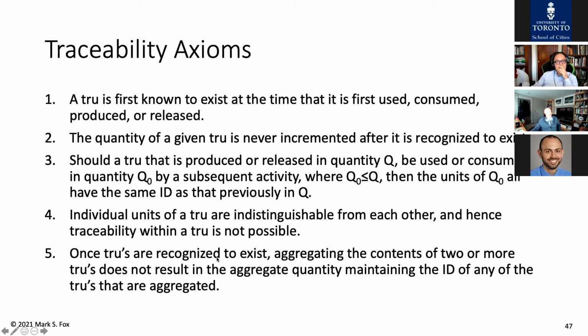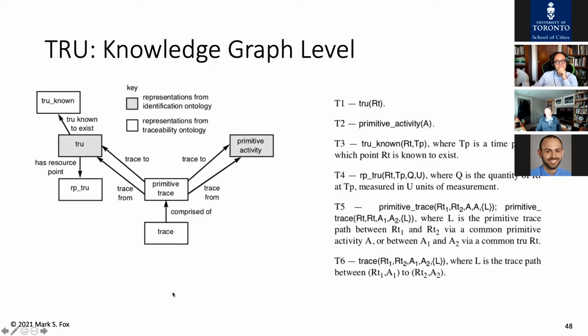Once TRUs are recognized to exist, aggregating the contents of 2 or more TRUs does not result in the aggregate quantity maintaining the ID of any TRUs that are aggregated. Once you aggregate things, it's a totally new TRU. It's not the same traceable resource unit. We developed the terminology, the knowledge graph, and the axioms associated with that. I'm not going to go back into that.